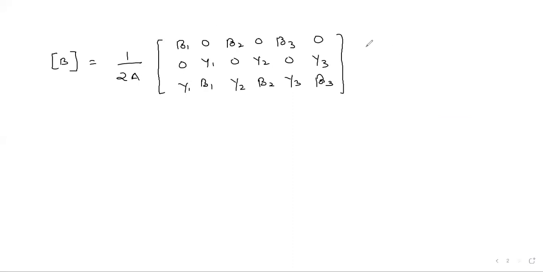So let us find beta 1. Beta 1 is nothing but y2 minus y3. This is the formula. In the previous class I have discussed these things, the beta 1 value, beta 2 value.